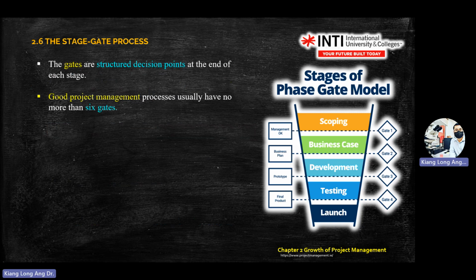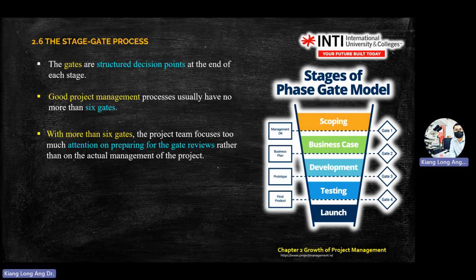What is a gate? Gates are structured decision points. A gate is a decision point, whether go or no go. It means if the scoping stage is already done, when it comes to gate 1 is the time you make a decision. You can stop your project here. If you think our scope is something that you cannot do for this project, you have to say sorry to your customers: we cannot achieve this because we don't have the equipment or the talent that you need.